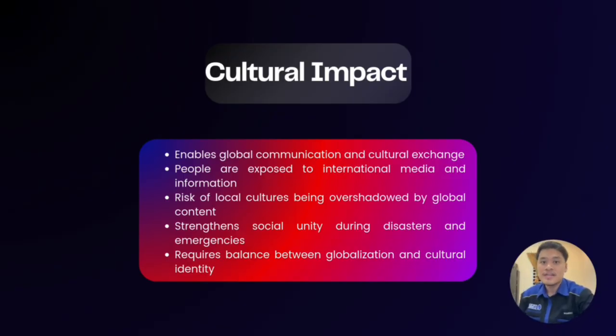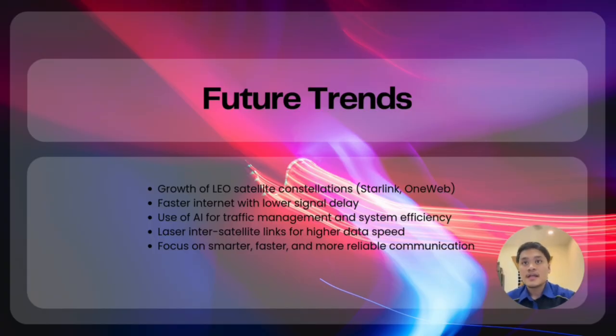And then we go through to slide 10. For future trends, we can look into the future. Satellite communication is expected to improve rapidly. Low Earth orbit satellite constellations like Starlink will provide faster internet with lower delay. Artificial intelligence (AI) will be used to manage traffic and improve system efficiency. Laser communication between satellites is also being developed to increase data speed and reliability. This advancement will make satellite communication more efficient and accessible.